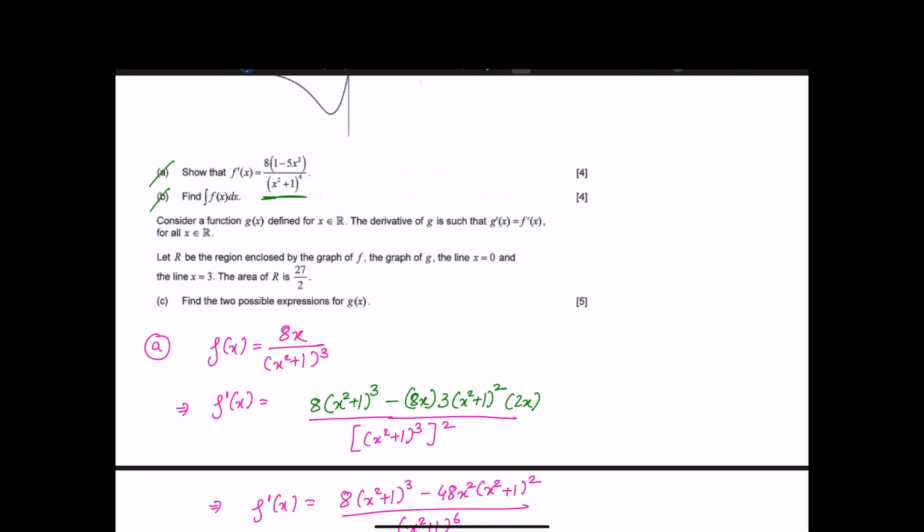And the last part. Consider a function gx that is defined for x belonging to R. The derivative of gx is such that g dash x equals f dash x. R is the region enclosed by the graph of f, the graph of g, the line x equals 0 and the line x equals 3, and the area of R is 27 by 2. We have to find the possible expressions for gx. Okay, alright, so the derivative of g is the same as the derivative of f.